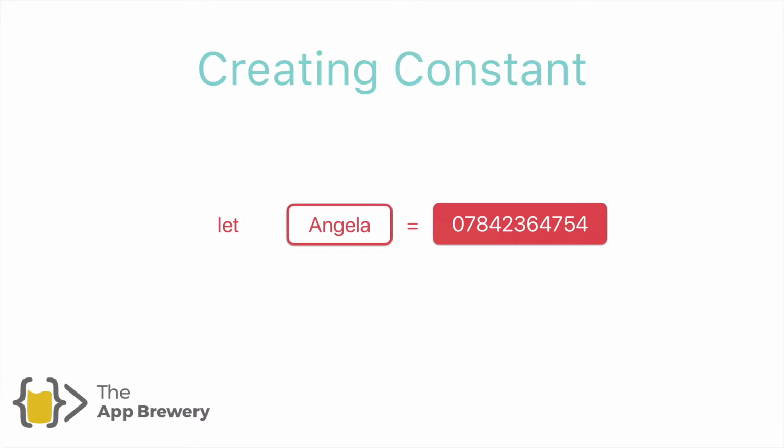All we do is simply change the keyword. So instead of a var for variable, we create a let for constant. Now, the reason why it's called a let is because Swift, when it was designed, was intended to be a very human readable programming language. So the idea is that you would say, well, let Angela equal 0784236, etc.